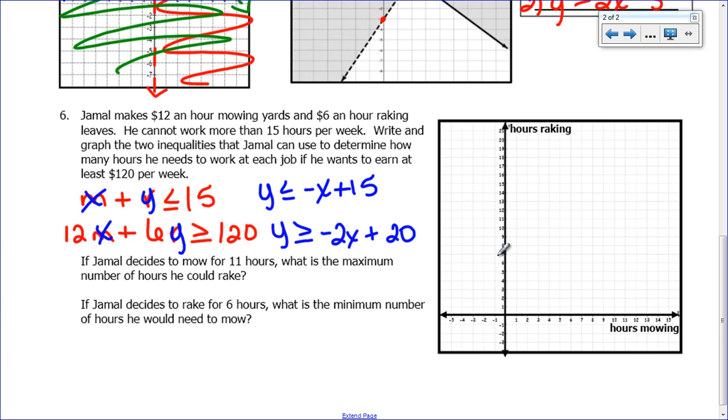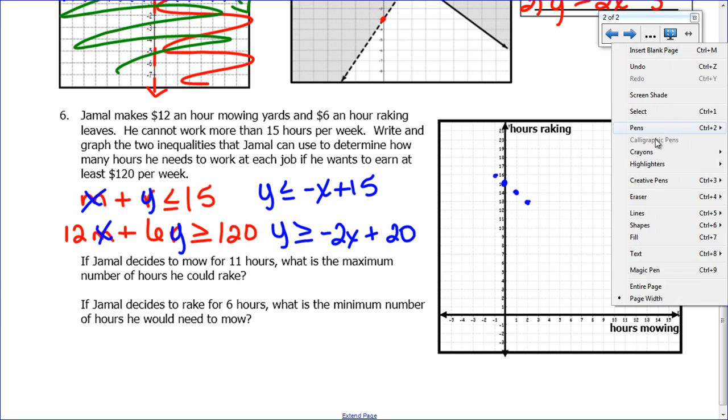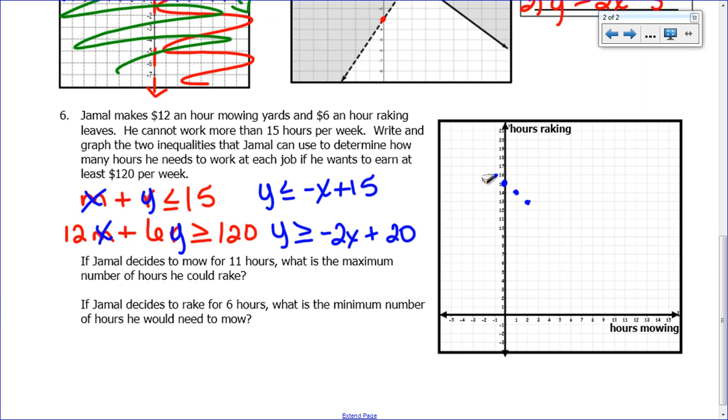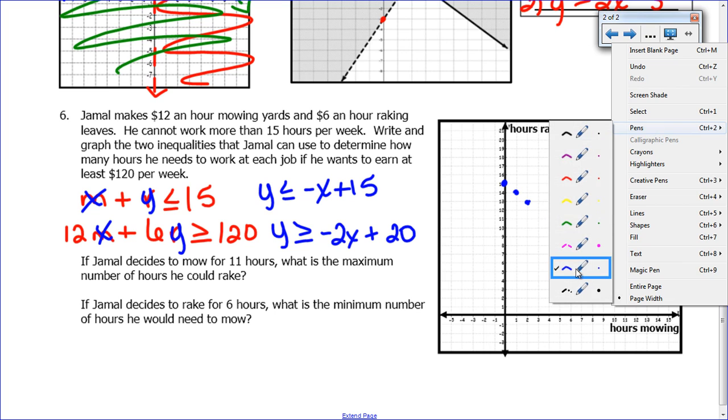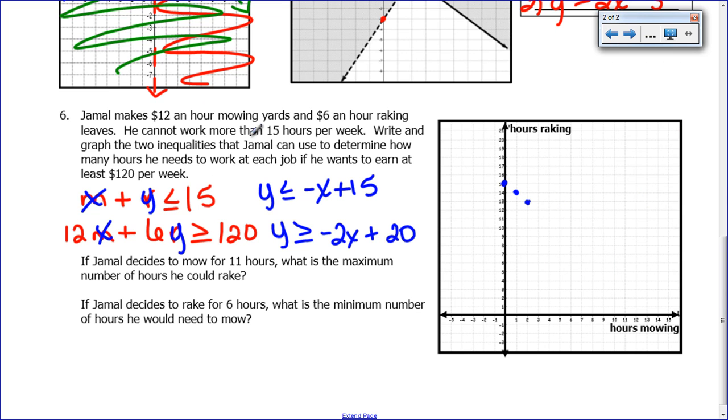So we're going to graph this first one first. It's going to start at 15, and then my slope is -1, so down 1 over 1. I'm not even going to go into the negatives. I started to, and then I changed my mind. And the reason I'm not going to go into the negatives is because if you're talking about how much he works, he's not going to work negative hours. So they're all going to be positive.